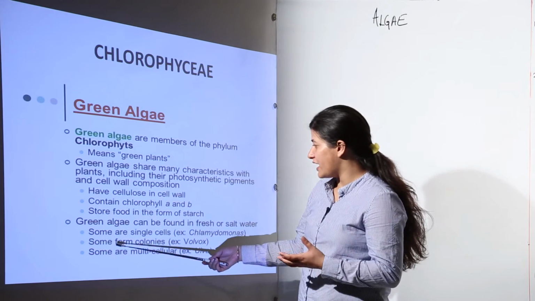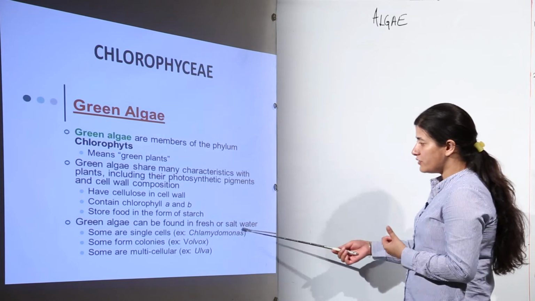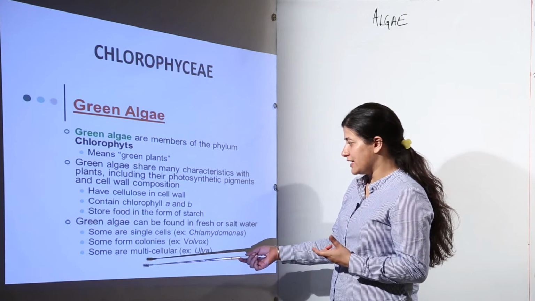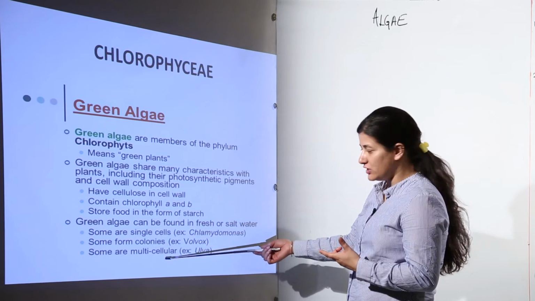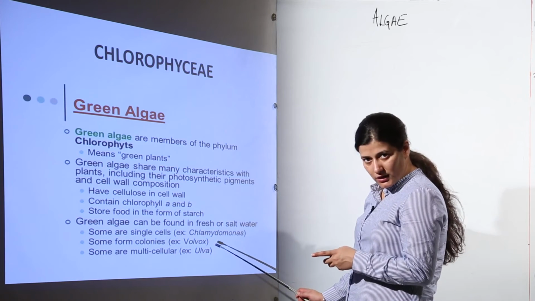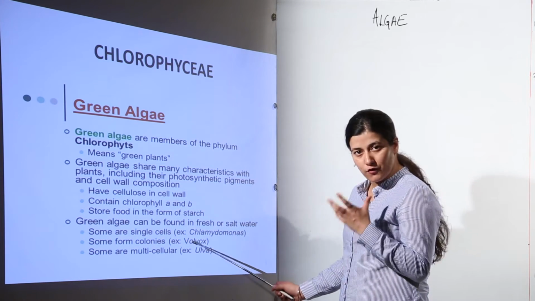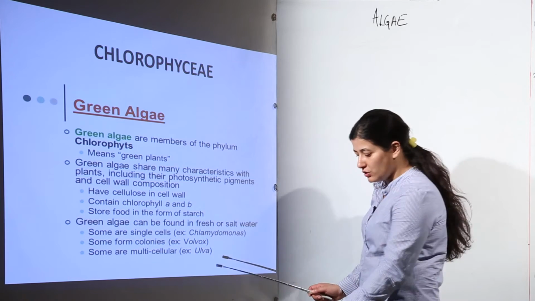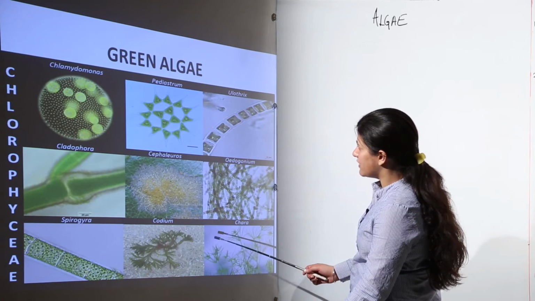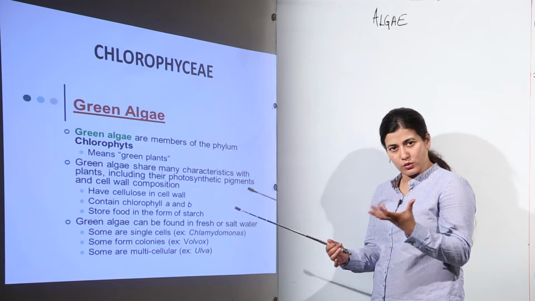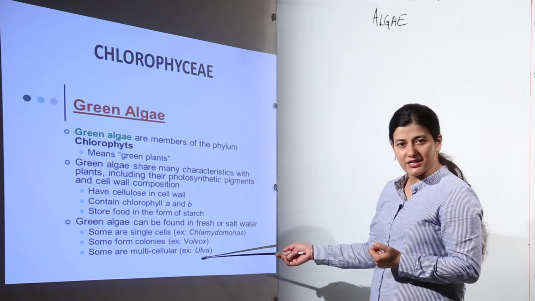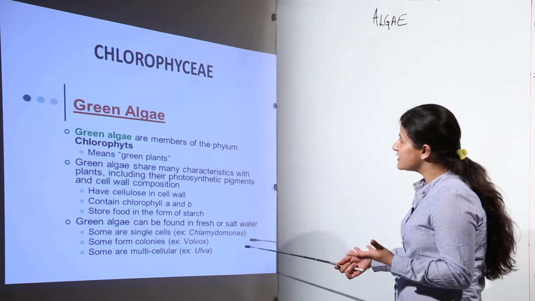Then they have their distribution. They can be found in fresh or salt water. They are single celled, they form colonies, they are multicellular, and examples are given in each case. If single celled, the example happens to be Chlamydomonas. In the case of colonial Chlorophyceae, the example is Volvox. It forms a circular colony, and daughter colonies originate from that itself. Then we have multicellular, where Ulva is an example, Chara is an example.